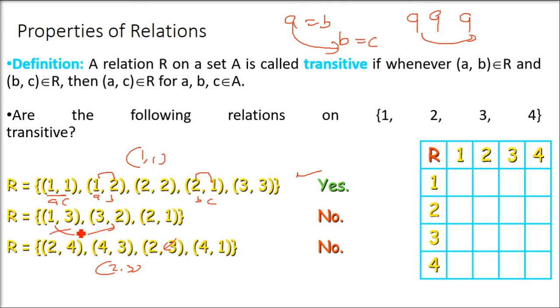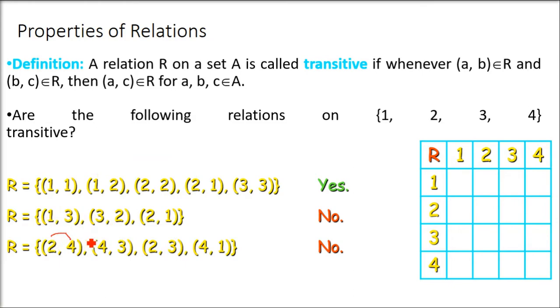Okay, but the problem is one more thing. Why is it no? See, (4,3) is there and (2,4) is there. So (2,4) is there and (4,1) is there. So (2,4), (4,1), so (2,1) should be there. I hope you got the idea why it is no. One is fulfilling, one is not fulfilling. Okay, let me tell you again.